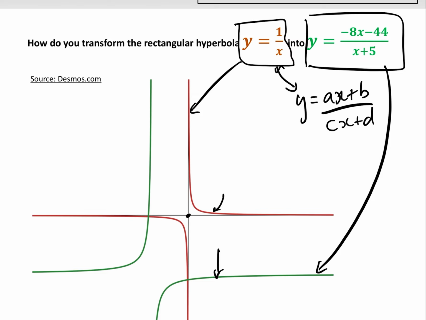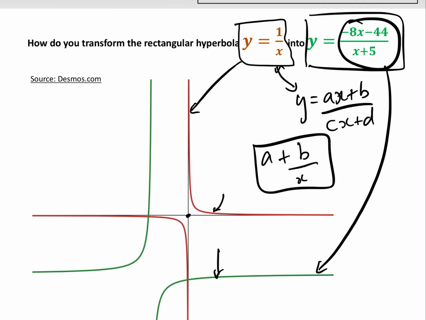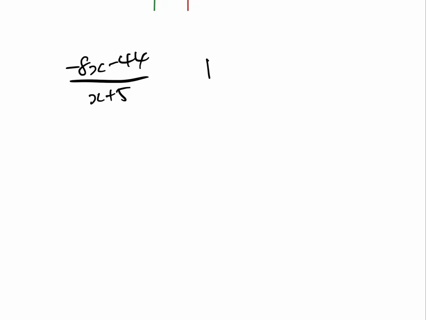Okay, now the first thing we have to do is divide, in order to get this in the form of a constant a plus something b over something involving x, and then we can start to transform it. So we're going to do a little bit of division here. We need to do (-8x - 44) over (x + 5). Let's do it in the traditional long division method.